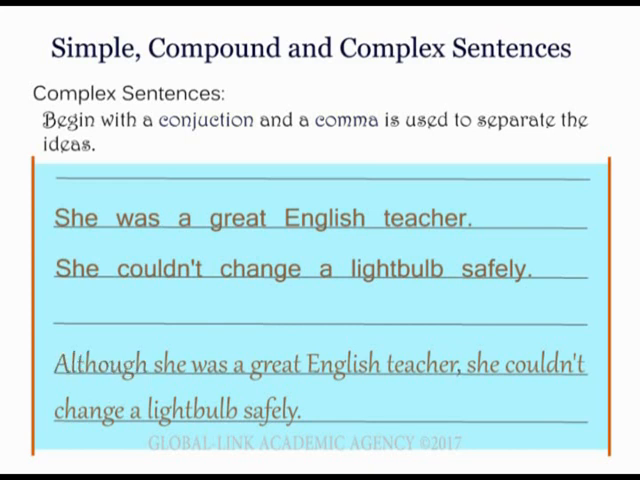And that's all you really need to do for a complex sentence. It could be any conjunction at the beginning. We could have switched those parts around as well.